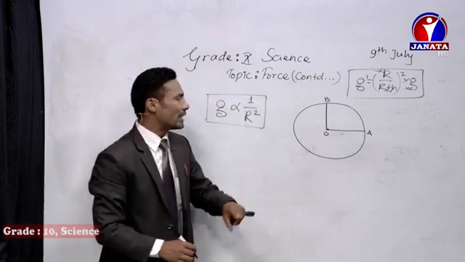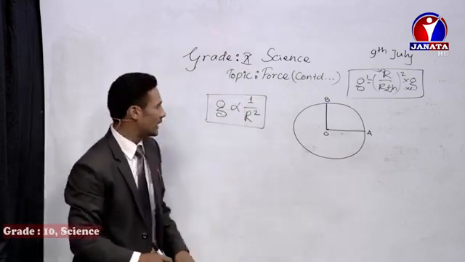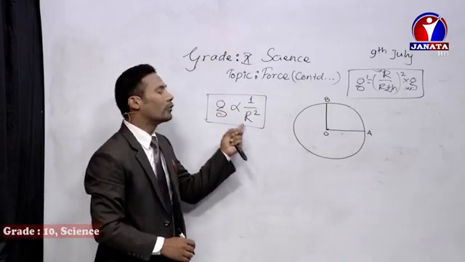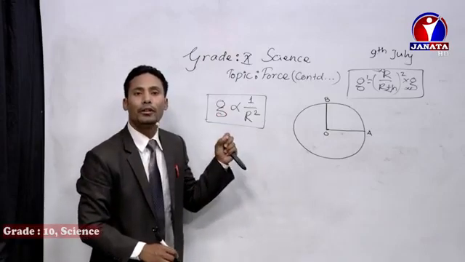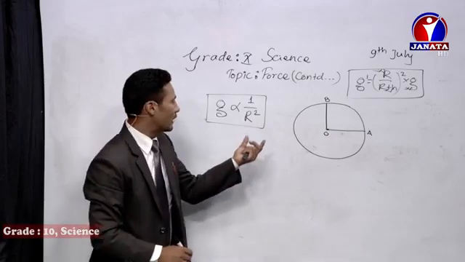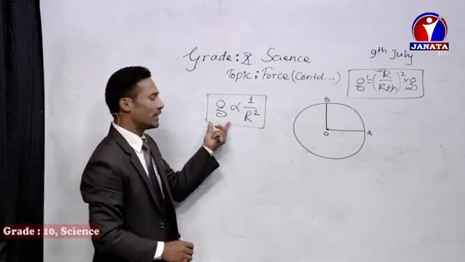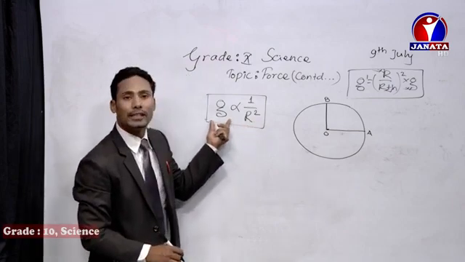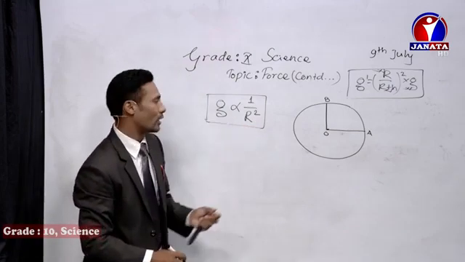Now if the radius is less or more, definitely the value also changes, because acceleration due to gravity is inversely proportional to the square of the radius. Inversely proportional means if the radius is more, the value of g is less, and if the radius is less, then the value of g is more. That is what inversely proportional means, right?